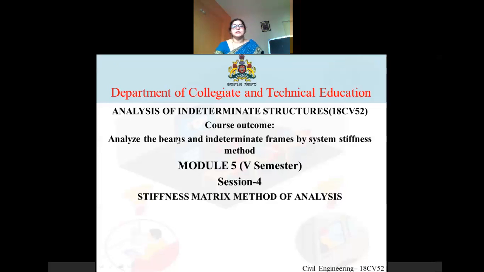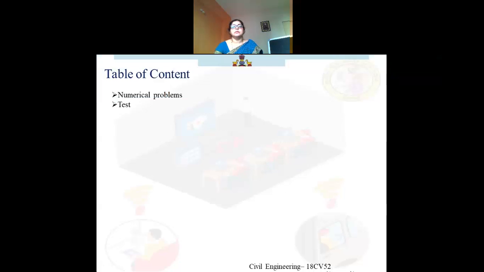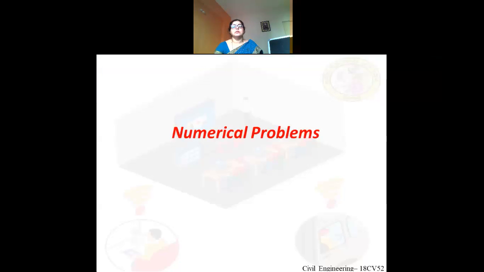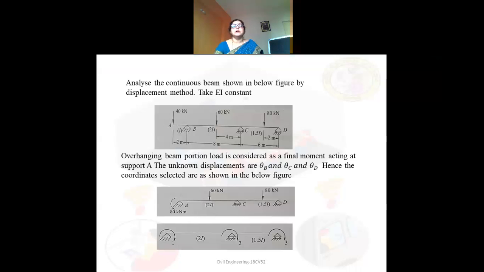Hope all of you can see the screen. Today we are going to discuss a few more problems on beams. Can you see this problem? Analyze the continuous beam shown in the figure below by the displacement method. Take EI value as constant.